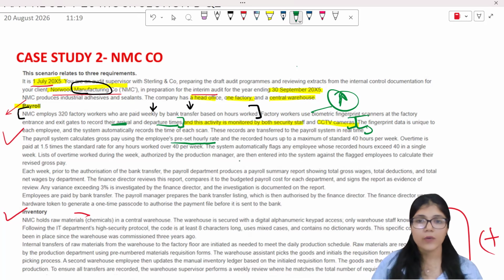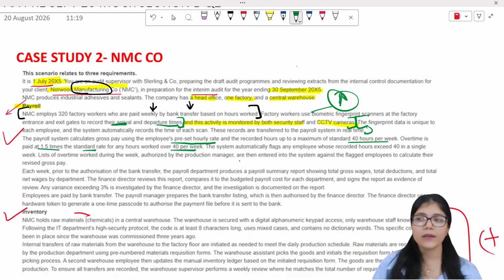And the recorded hours up to a maximum of standard 40 hours per week. Overtime is paid at 1.5 times the standard rate. So whatever the standard rate, they multiply by 1.5 and that is what they pay for any hours worked over 40. So 40 hours per week is the standard that you have to work, right? But if you work over 40 hours per week, then for whatever extra hours you have worked, you will get 1.5 times the pay. Basically, it's overtime pay, right?